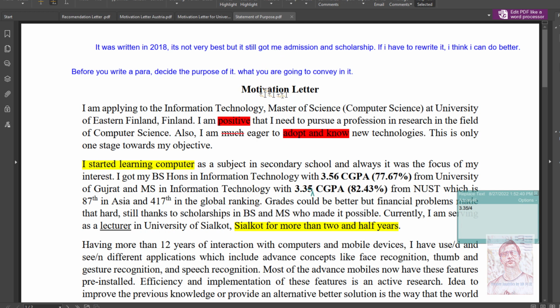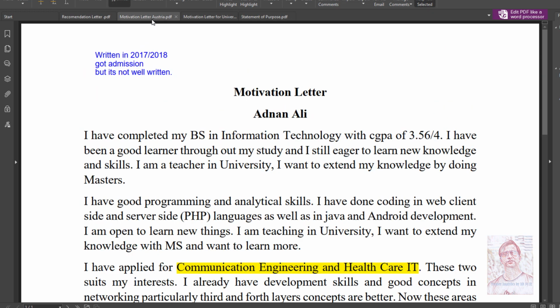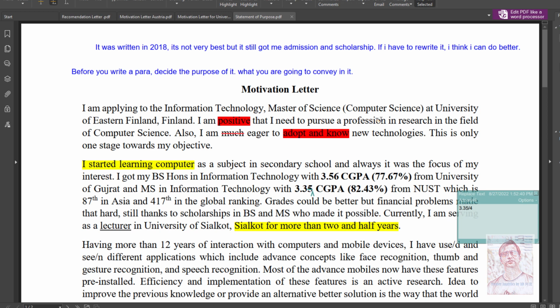In this one, I got the admission and the scholarship. In this one, I got admission but I did not get a scholarship. In this one, I got admission and there was no scholarship. And the fourth one is where I applied for a PhD but did not get admission and, obviously, no scholarship. So in total these are 4 motivation letters. These 3 are for master's and the fourth, which was rejected, was for the PhD.